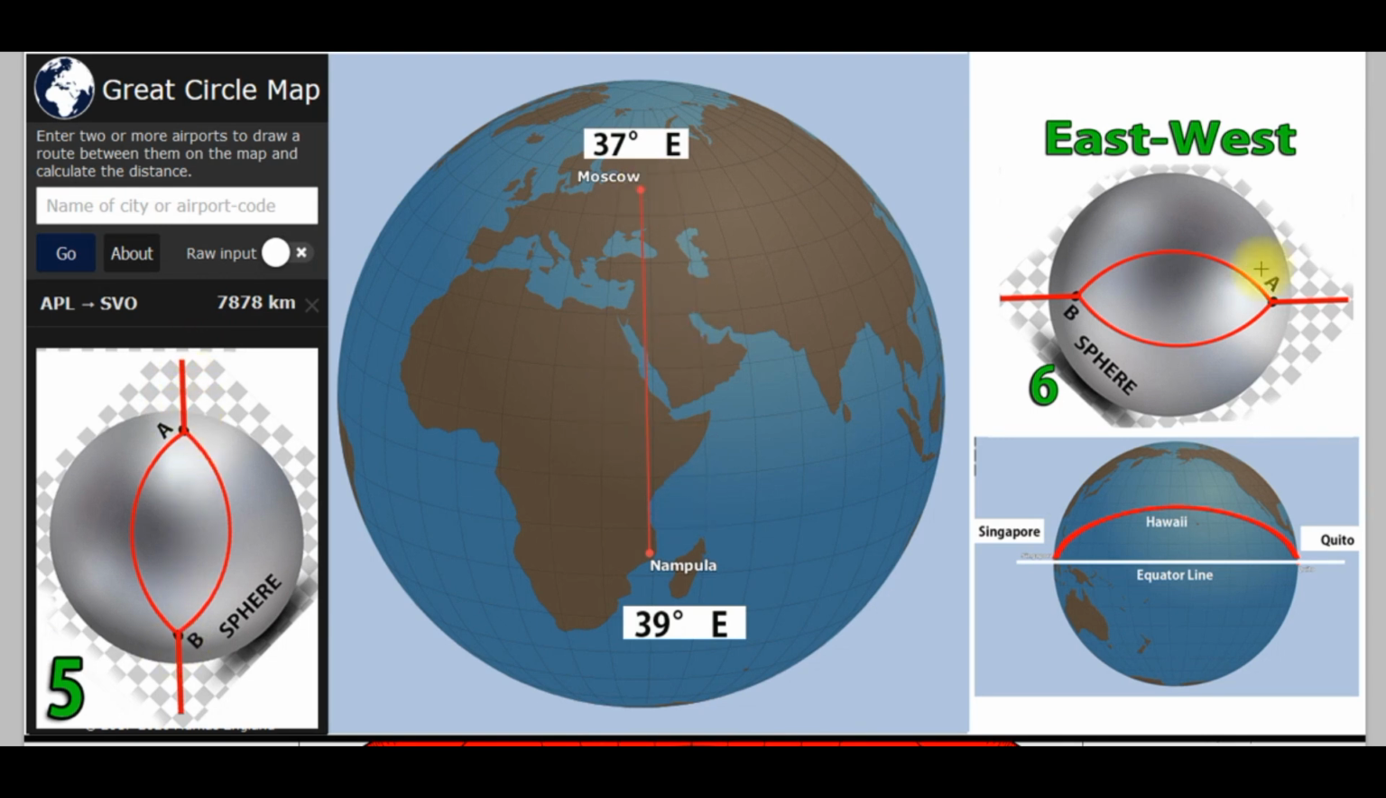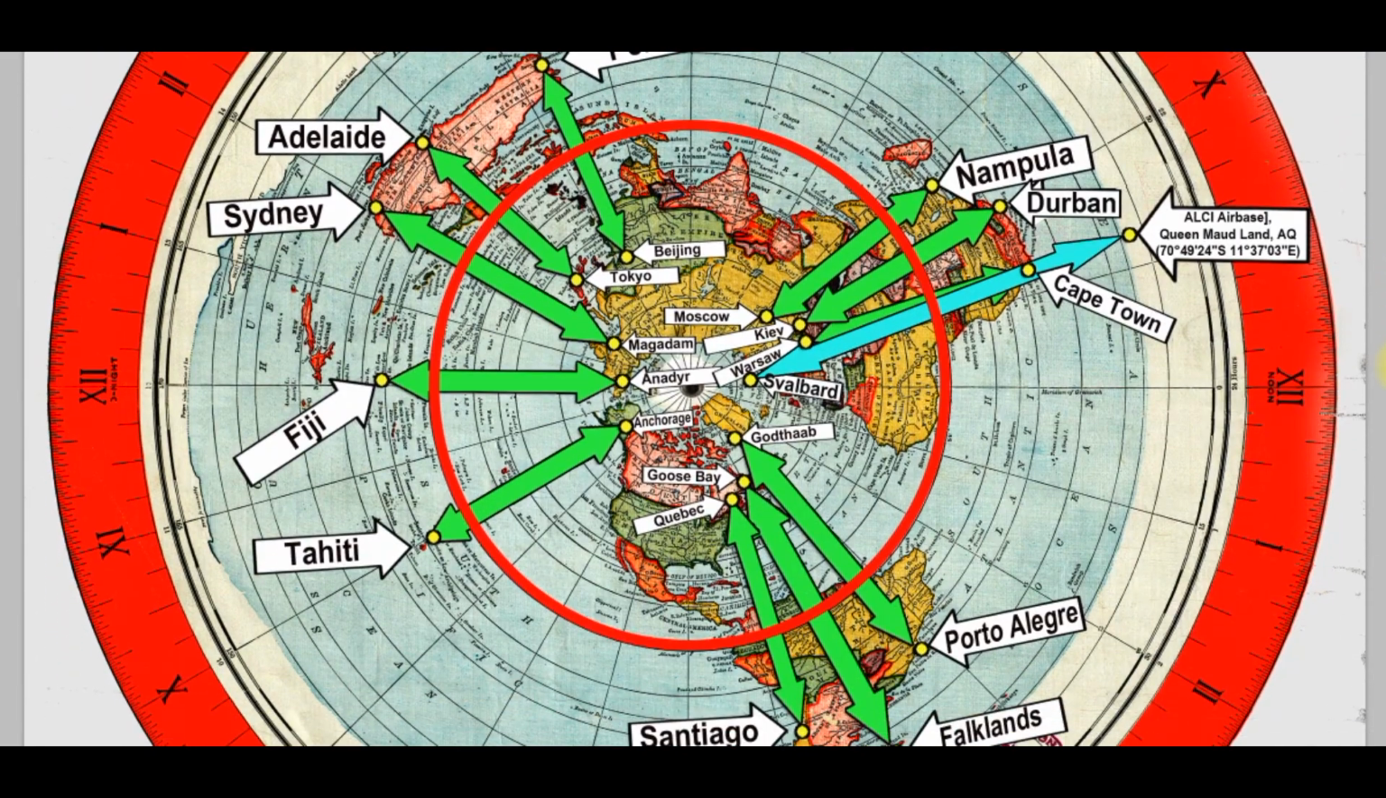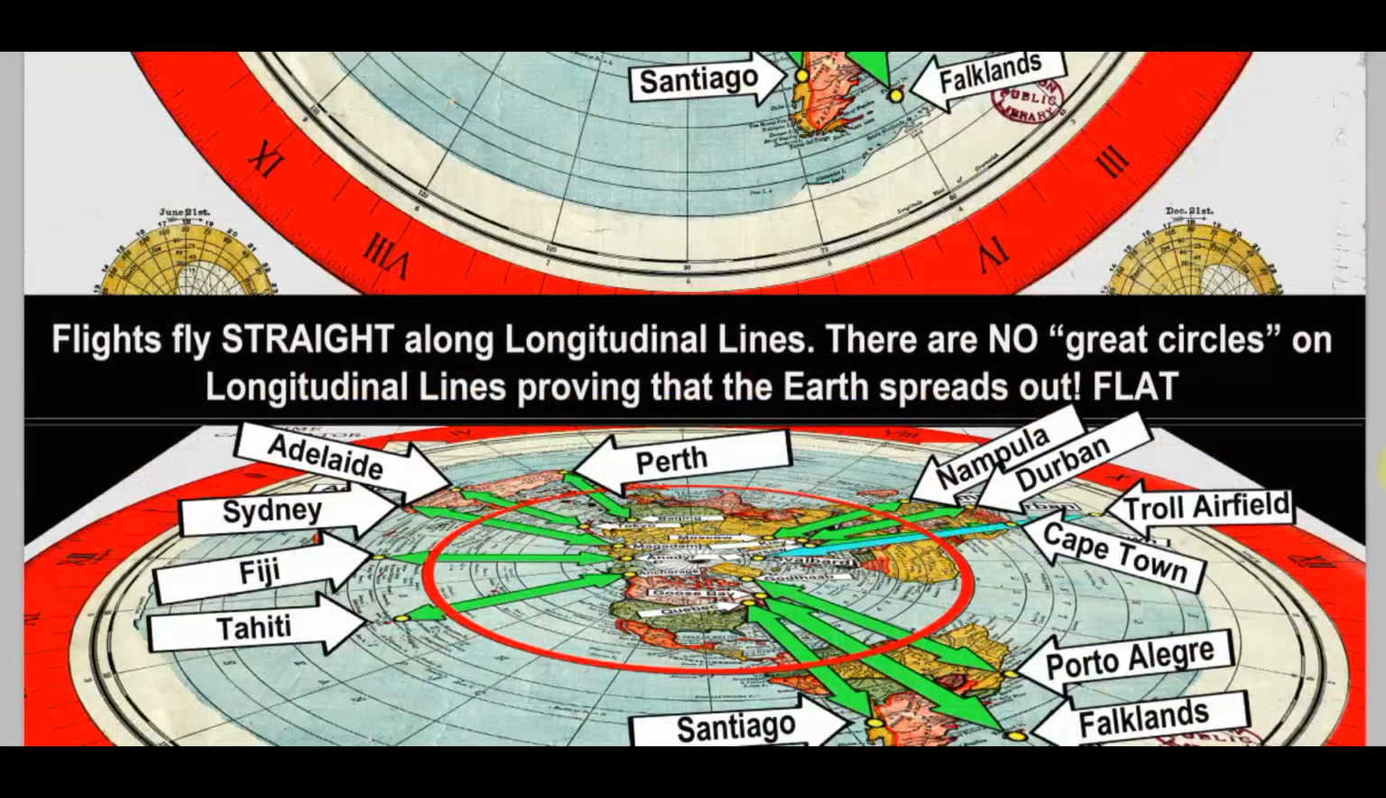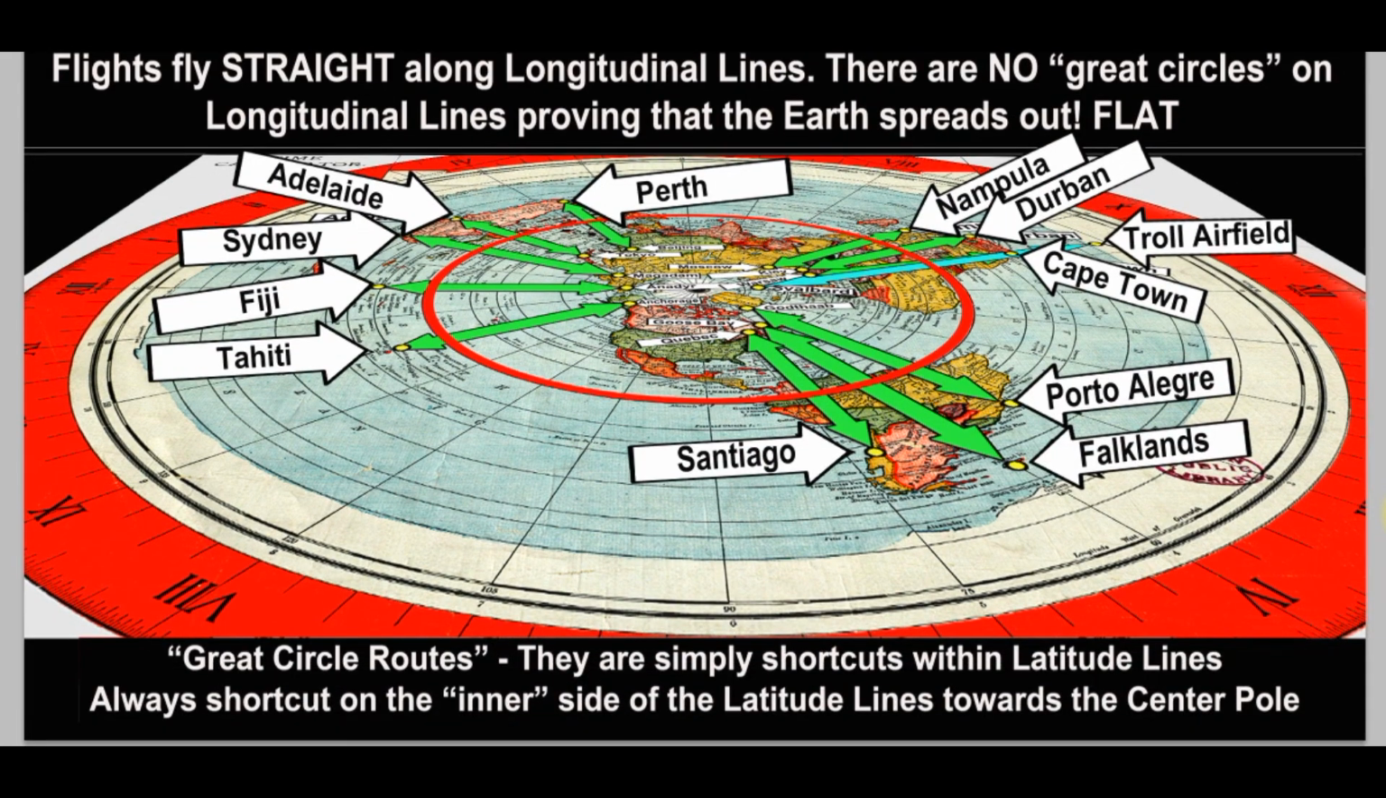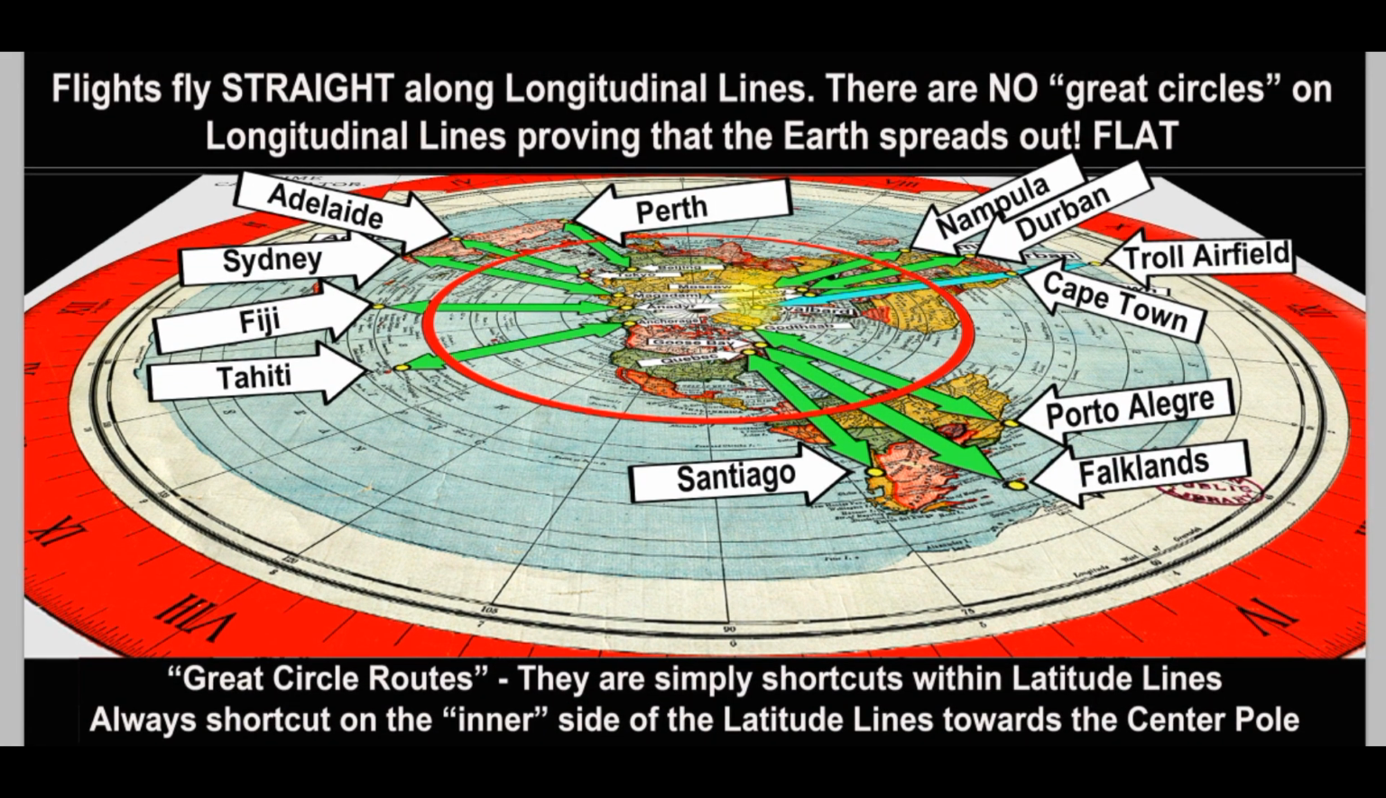So here it is, the same flight, Moscow to Nampula, Mozambique, going straight, parallel lines, longitudinal lines, flat Earth spreads out in all directions, and this is the same flight from another perspective. Moscow right here, and Nampula in Africa, spreading out on the flat Earth. Let's move on to flight number 4.